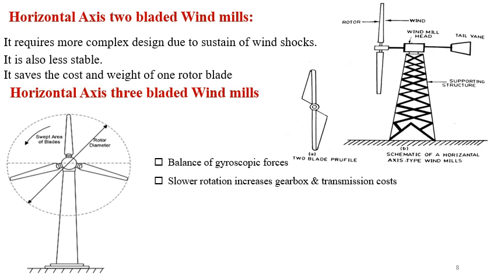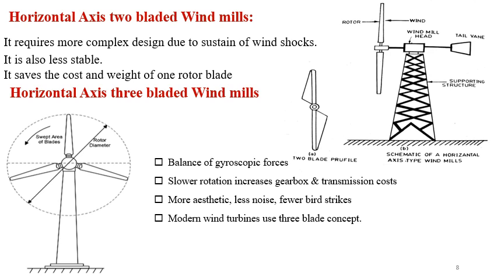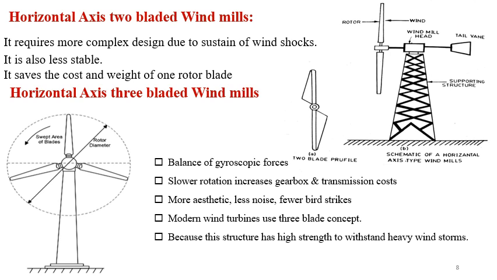So gyroscopic forces must be balanced, and slower rotation increases gearbox and transmission costs. But it looks more aesthetic, with less noise and fewer bird strikes. Okay, so very modern wind turbines use the three blade concept because this structure has a high strength to withstand heavy wind storms.